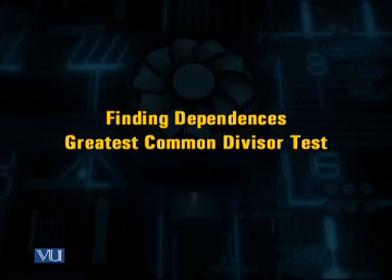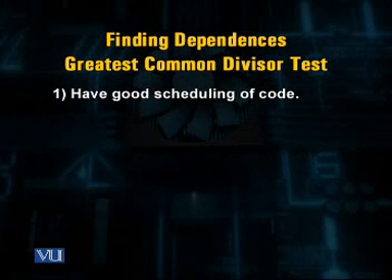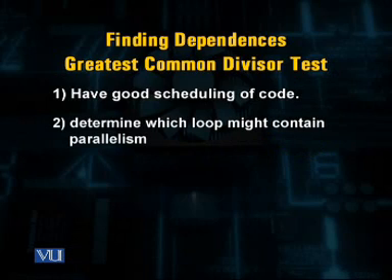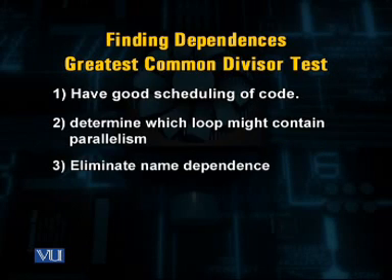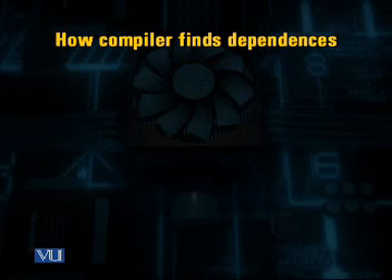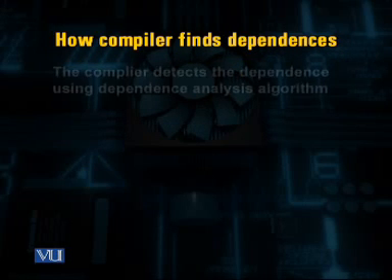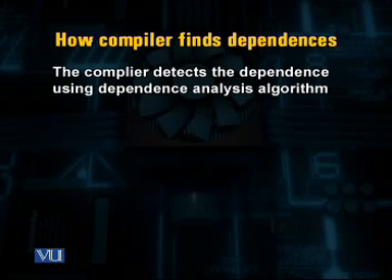We know that finding dependence in a program is important to have good scheduling of the code, and also to determine which loop might contain parallelism, and finally to eliminate the name dependence. So let us first of all see how the compiler finds dependence. The compiler detects the dependence using a dependence analysis algorithm.